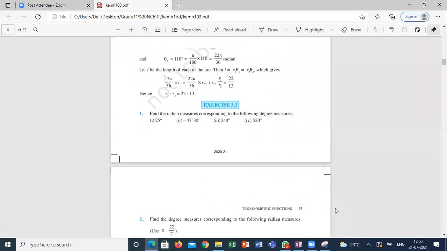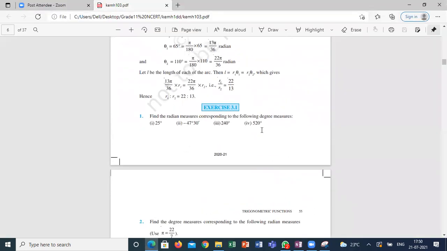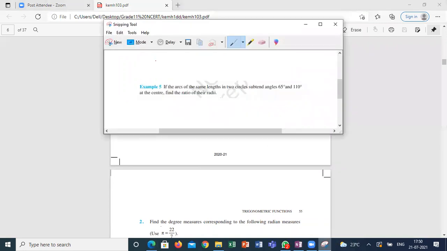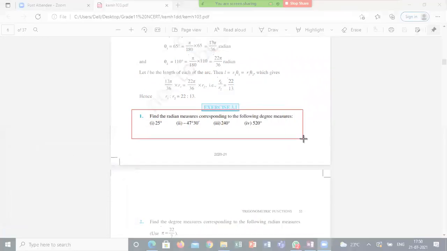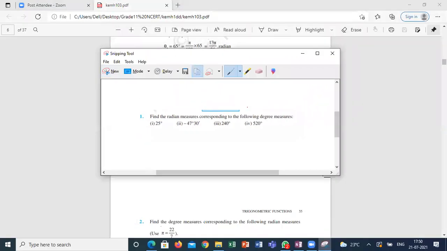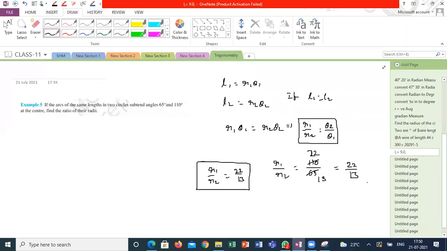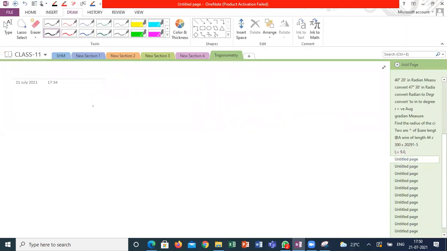So please complete. See here, the negative sign indicates, as I already told you, the clockwise direction. The positive sign of the angle represents anti-clockwise direction. It shows only in which direction it is rotating with respect to a fixed point. He's asking us to convert into radian measure. What is the formula for radian measure? Into pi by 180.